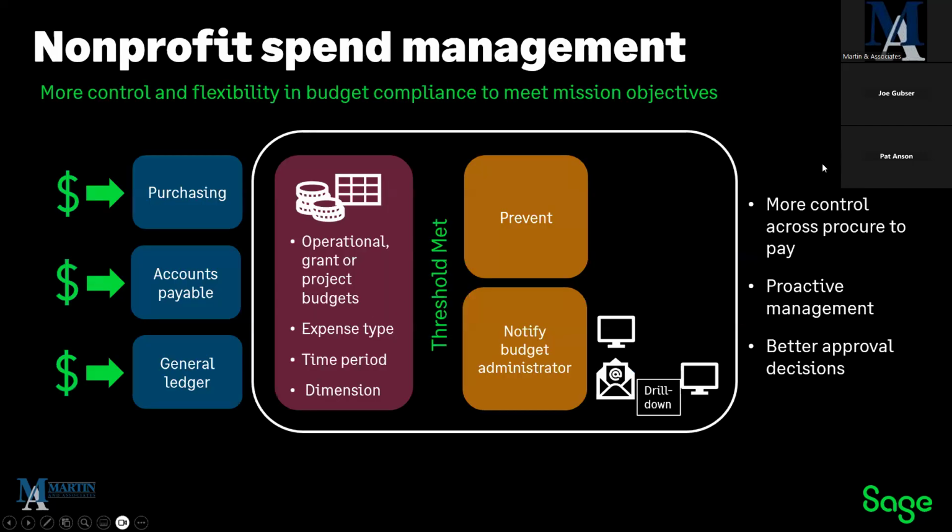There's nonprofit spend management that can be added and turned on. This gives you more control over your spending compared to your budgets. Purchasing, AP, and general ledger look at certain thresholds that you set up based on your budgets, whether it'll prevent it or not let it go through. It just more controls your spending against the budget to keep you in line with your budgets.